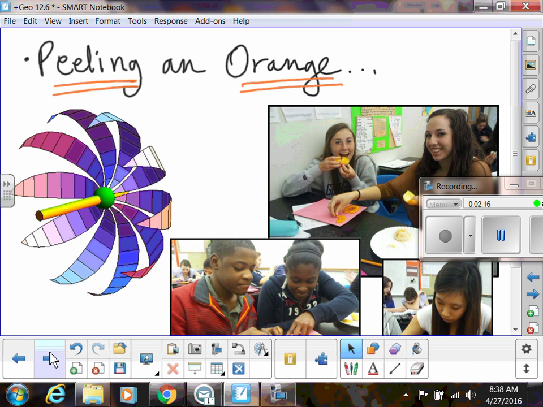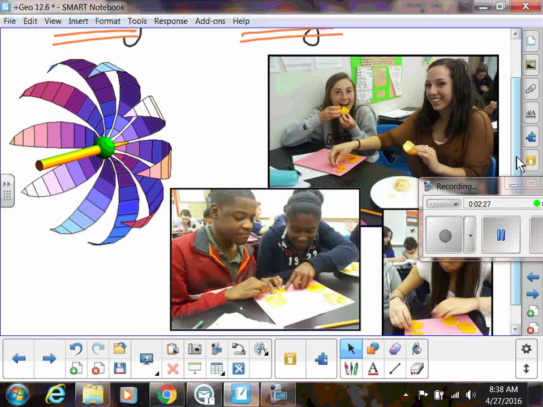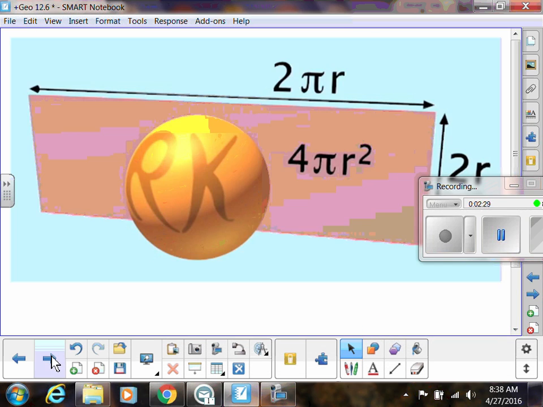This is just some pictures of previous students, how we peeled an orange to help us find the surface area of a sphere. So they took all of their orange peels and then they laid them out and they filled them all in. And what happened was they could fill in all of their orange peels into this rectangle that was 2 pi r in length and 2 r in height. And that was 4 pi r squared.